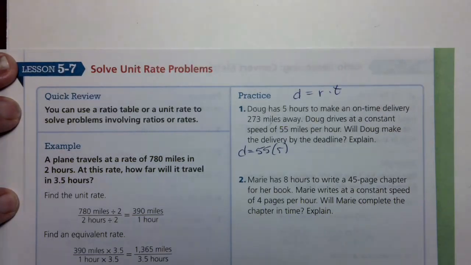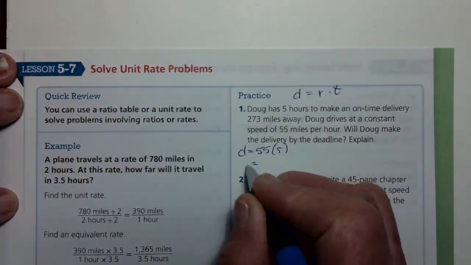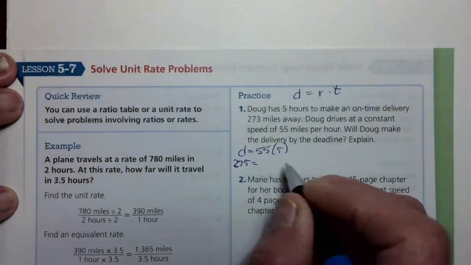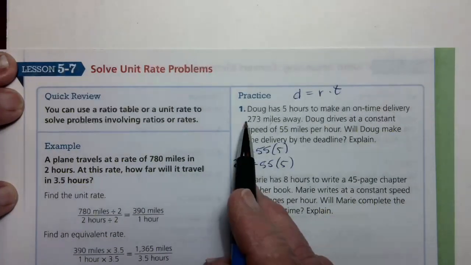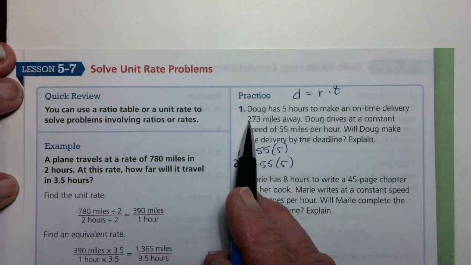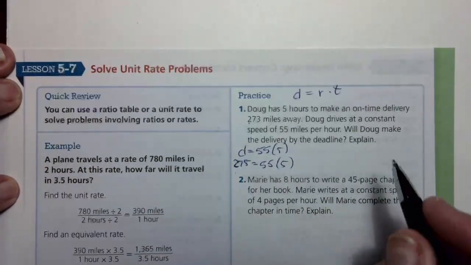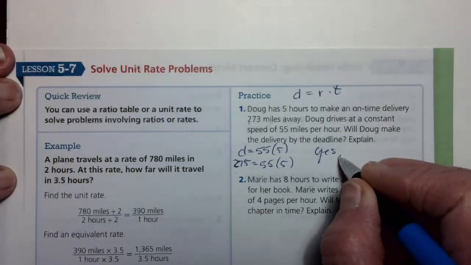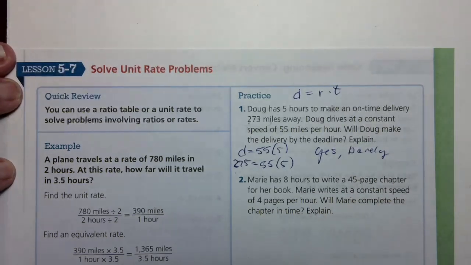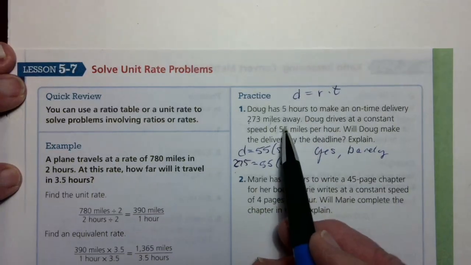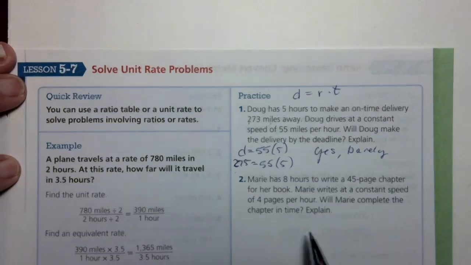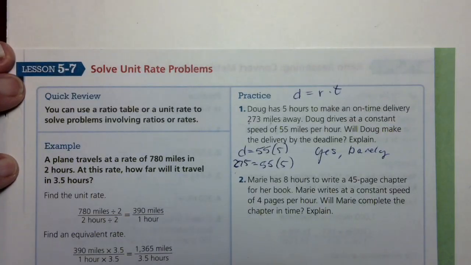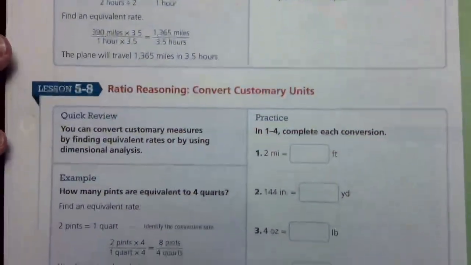55 times 5 is 275. So that's 275 when you multiply 55 times 5. Is 275 at least 273? Yes, it is. So will Doug make the delivery by the deadline? Yes. Barely. He better not have a flat. Do you see what I did? I checked to see if this rate times this time would give me that distance. And it did. It went a couple of miles over. Okay? Come back to number 2 later.